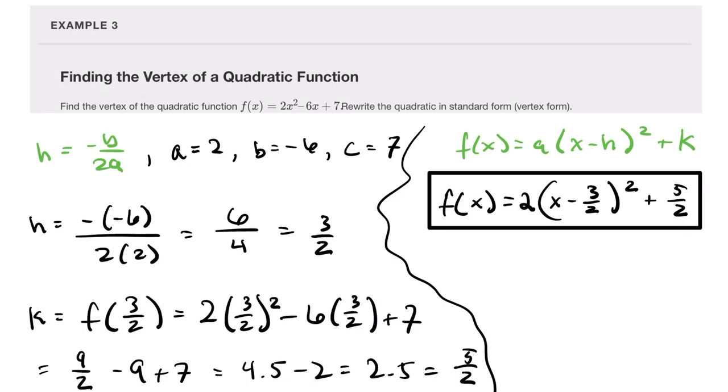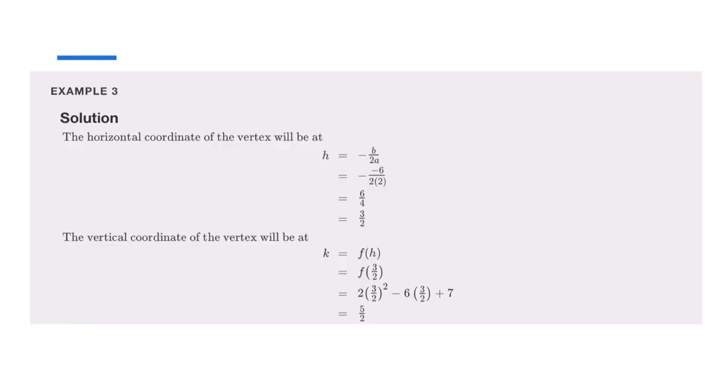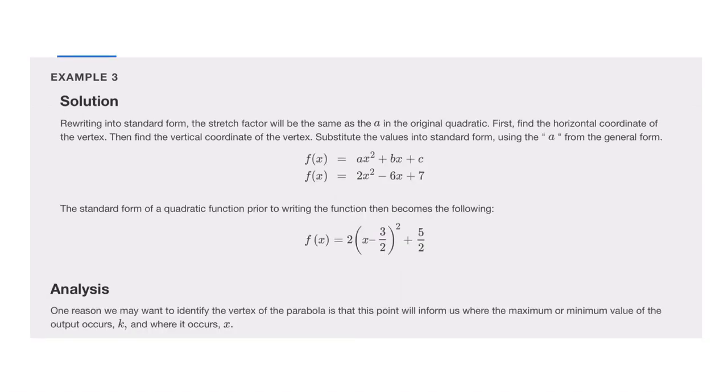All right, let's see how we do. So we got the 3 halves for h, 5 halves for k. The standard form of the quadratic function then becomes this. One reason we may want to identify the vertex of the parabola is that this point will inform us where the maximum or minimum value of the output occurs, k, and where it occurs, x. Okay, that's fine.